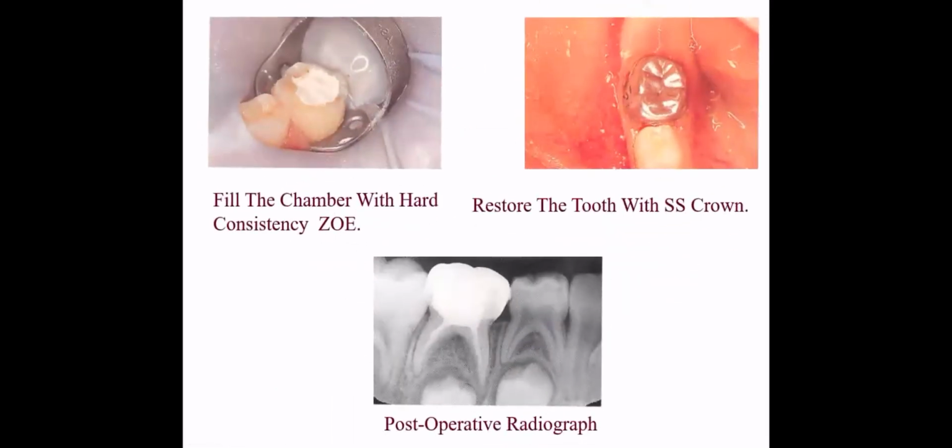Next is after the filling, after obturating with the material. Okay, the canal is filled with zinc oxide eugenol, which is in hard consistency. Then after that, that has been removed, and GIC restoration or coronal restoration is given. On top of that, a stainless steel crown will be placed. So this is the procedure of pulpectomy in a primary tooth.